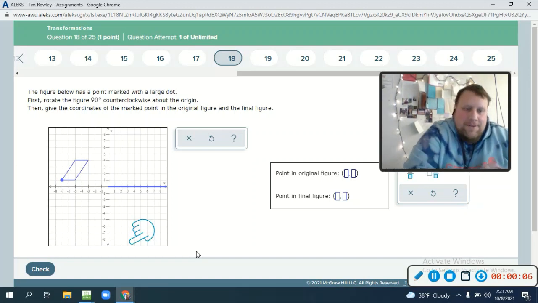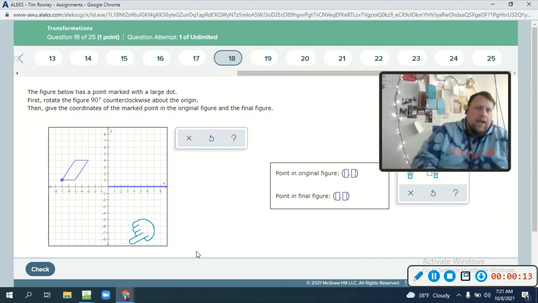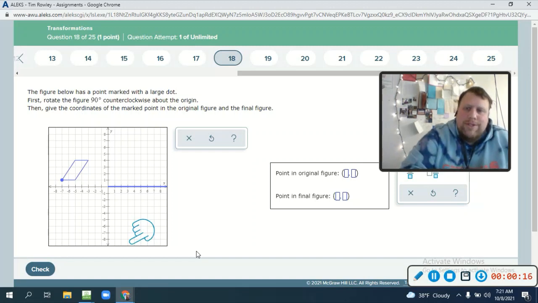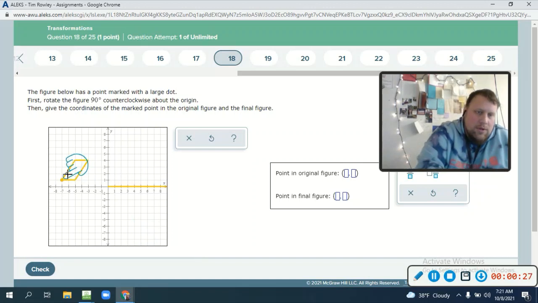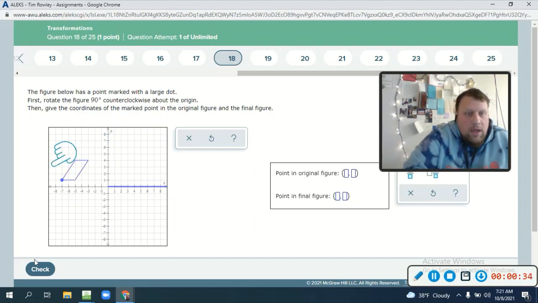All right, so we're going to talk about our last little bit of transformations. The first one we're going to talk about is rotational transformation. It says the figure below has a point marked with a large dot. First rotate the figure 90 degrees counterclockwise, right? So if a clock goes this way, counterclockwise will go this way, against the clock. Then give the coordinates of the marked point in the original figure and the final figure.